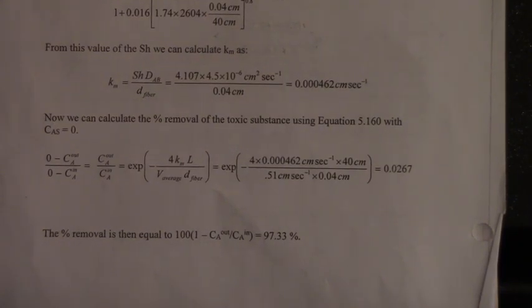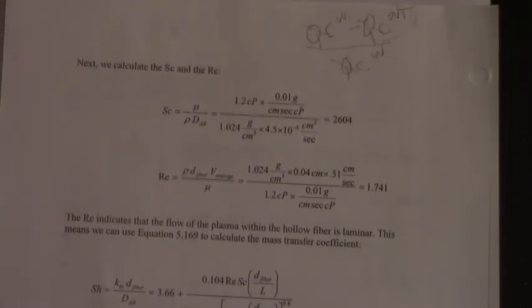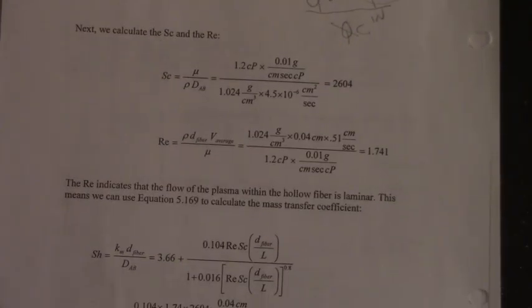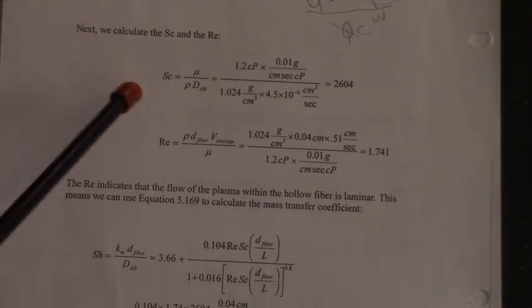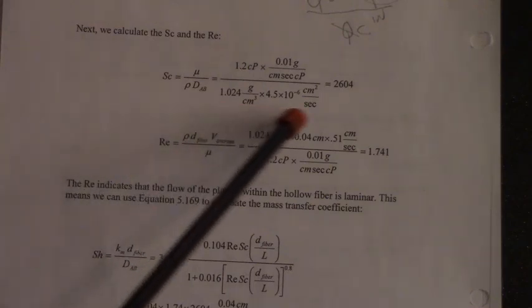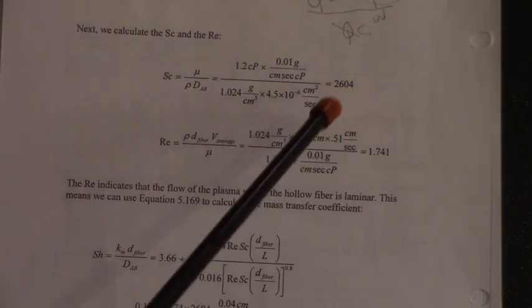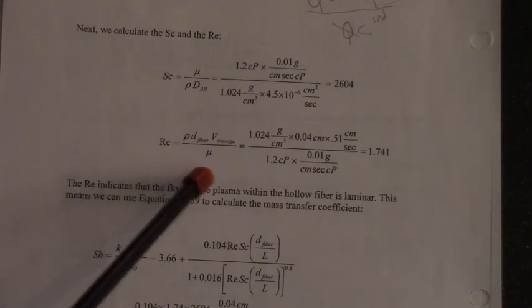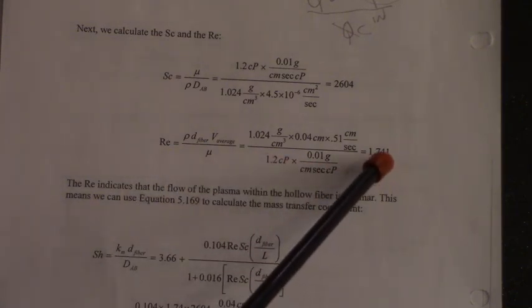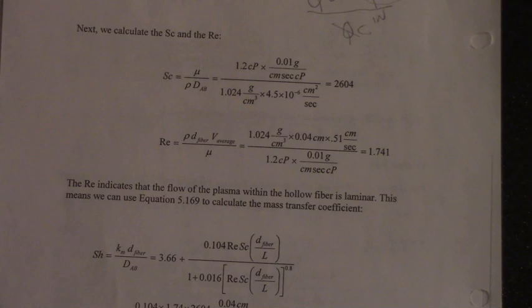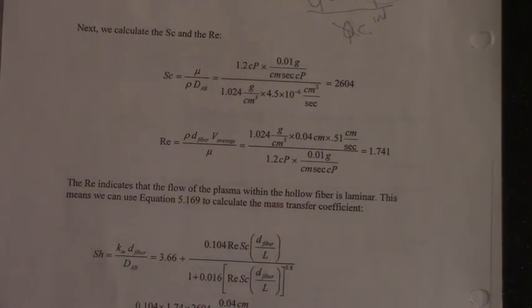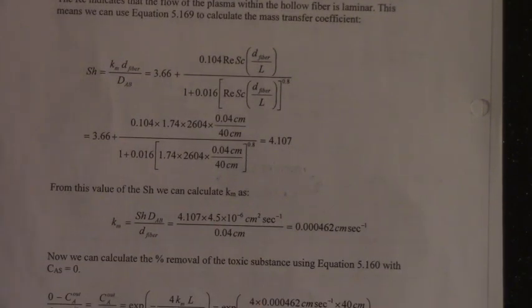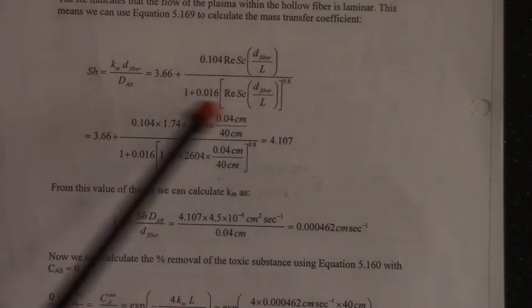Next, as shown at the top of the next page, we calculate the Schmidt number, shown right here. We get a Schmidt number of 2,604. We calculate the Reynolds number, about 1.74, so we know we have laminar flow. And then we go to our go-to equation, which is equation 5169, to calculate the mass transfer coefficient, which is shown in the next series of calculations here.